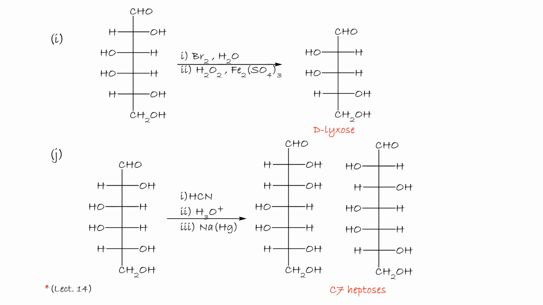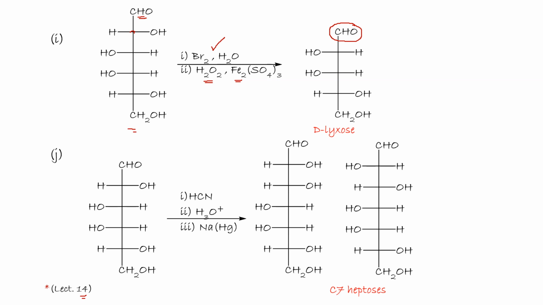Treating the D-galactose with bromine water, we get this COOH. Then when we treat it with hydrogen peroxide and iron 3 sulfate, we decarboxylate and this carbon will be the aldehyde. Go and see lecture 14 for that and the reaction mechanism.